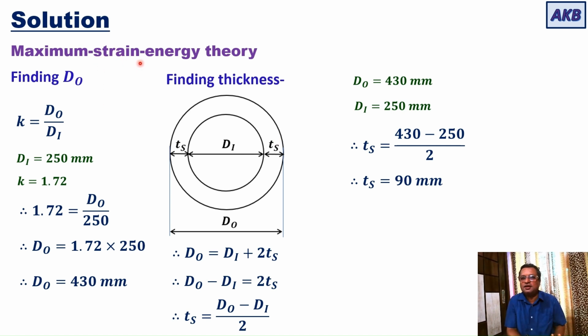So that is the end of our solution. At the end, we have got the thickness by using all the four theories, and it is evident that each theory has given a different thickness.